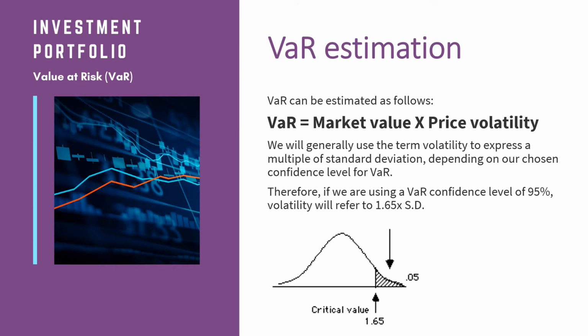Value at risk can be estimated as follows. Value at risk equals the market value multiplied by the price volatility. We will generally use the term volatility to express a multiple of standard deviation, depending on our chosen confidence level for value at risk. For example, a confidence level multiple multiplied by the standard deviation. Therefore, if we are using a value at risk confidence level of 95%, volatility will refer to 1.65, and this comes from here, multiplied by the standard deviation.